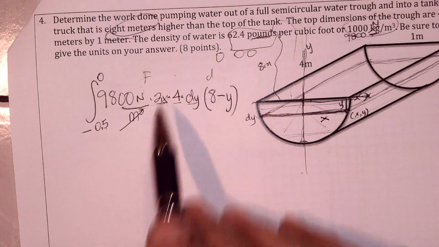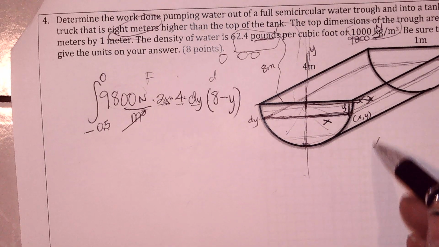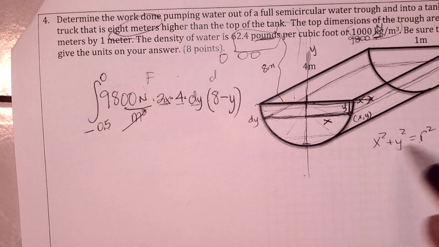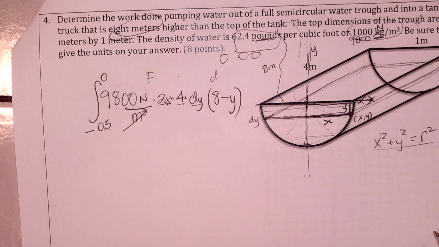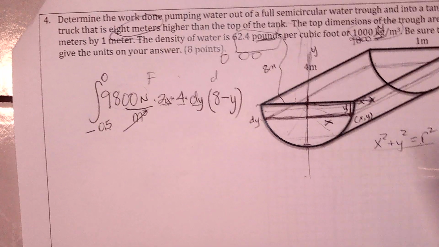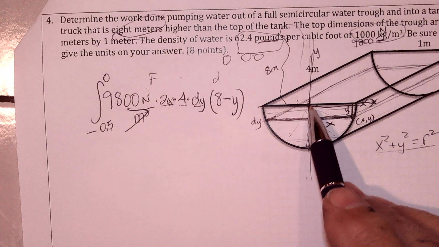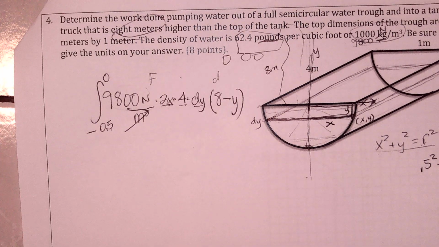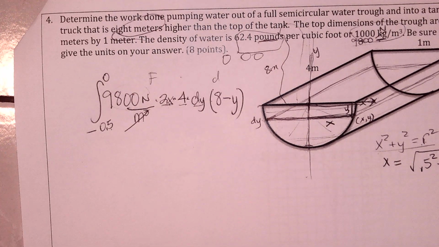We got an x, so we got to get rid of that x. Circle, x squared plus y squared equals r squared if the center, the coordinate system is at the center of the circle. We got to get rid of the x. Solve for x. See, the radius is 0.5, so we got 0.5 squared minus y squared square root. That's what x is.